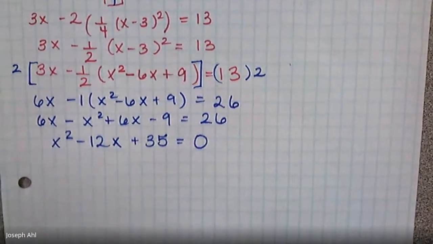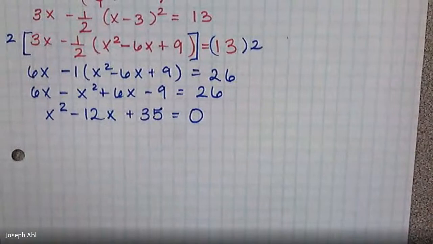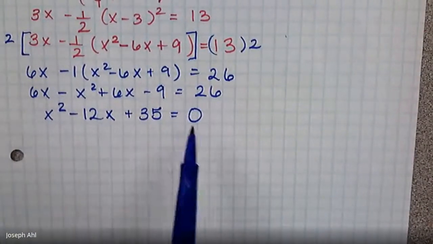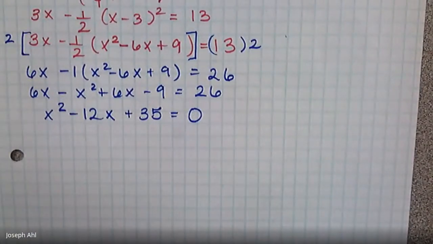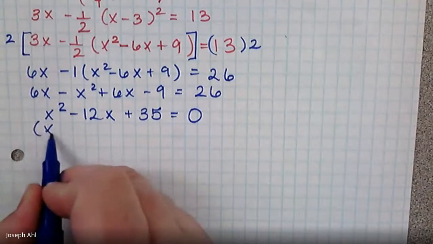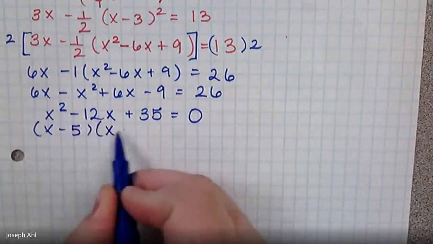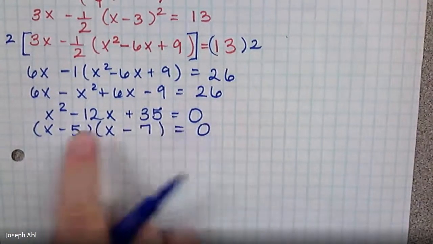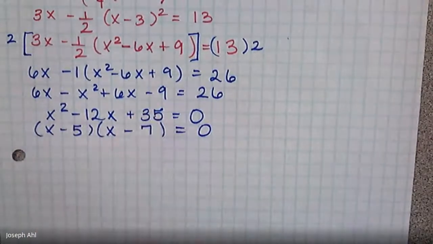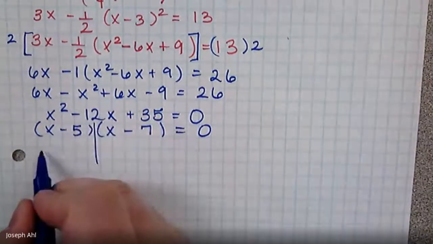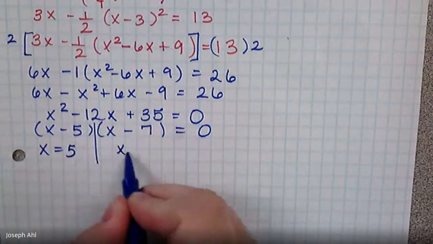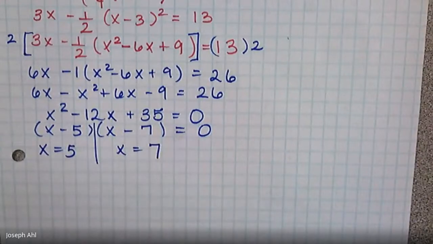How many different ways can we solve a quadratic set to 0? 3. We can factor, we can use the quadratic formula, or we can complete the square. Out of those options, certainly factoring would be the fastest if it's available to us, and it happens to be. We get x minus 5 and x minus 7 as the factors here. Those multiply to positive 35 and add to -12. Therefore, we get x equals 5 and x equals 7. Perfect. Easy enough, right? Except we're not really done.